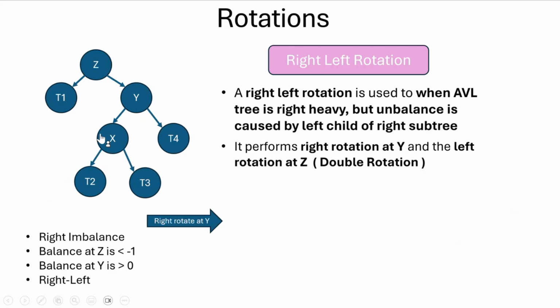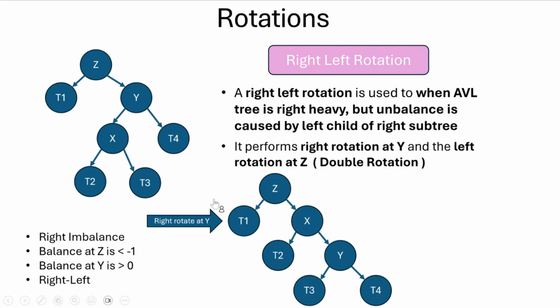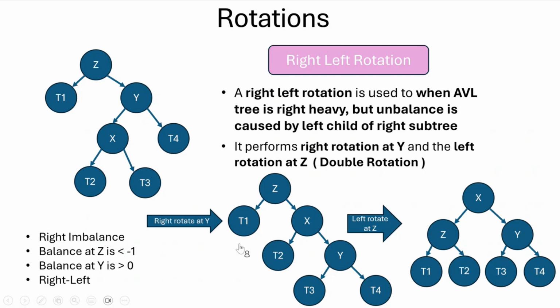So in this case also we perform the double rotation. First is right rotation at Y to break the zigzag structure like this. Right? So once we break the zigzag structure, then we do the left rotation at Z. So Z will become on the left side, X becomes the new root. And X had a T2 left child, so it becomes the right child of the previous root, which is Z. So standard left rotation logic.